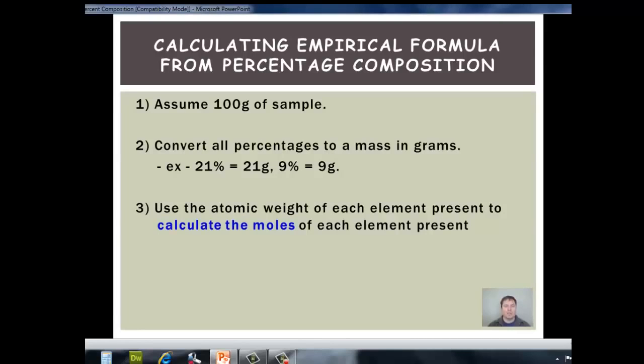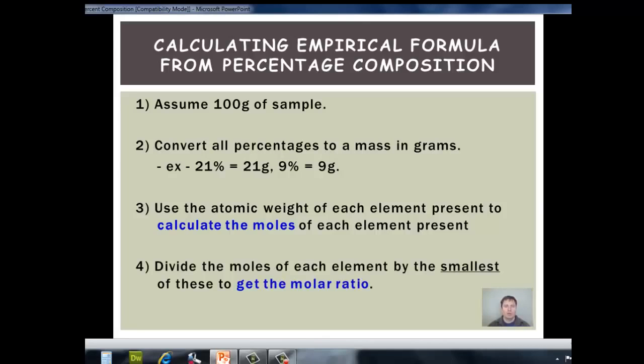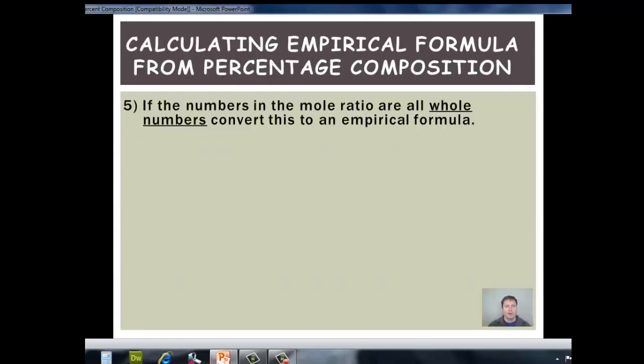Then you're going to use the atomic weights to calculate the moles of each element. Once you know the moles, you're going to divide the moles of each element by whatever the smallest is, and this will give us our molar ratio. Hopefully, that molar ratio comes back as whole numbers, nice, neat whole numbers. And we can just put them into our formula following our rules for naming and so on.